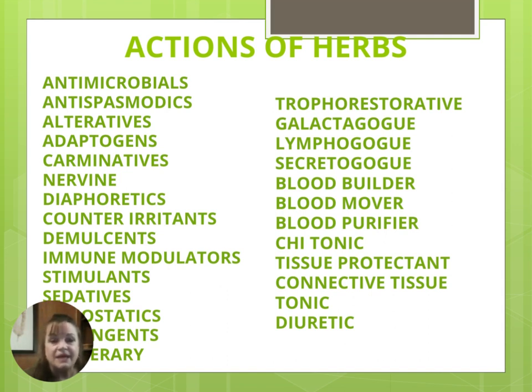Antispasmodics, again, some might have a real affinity for the lungs, for the uterus, for the skeletal muscles, and so on. Alterative and adaptogen are very important concepts in herbal medicine that really don't have an equivalent in pharmaceutical paradigm. There's no drugs that are really alterative or adaptogens.